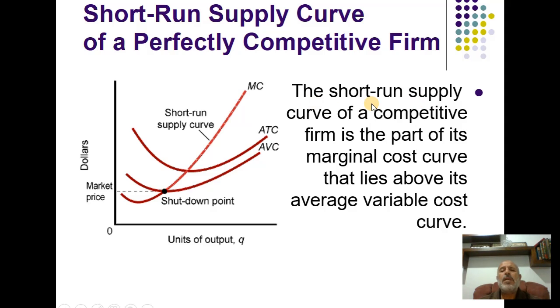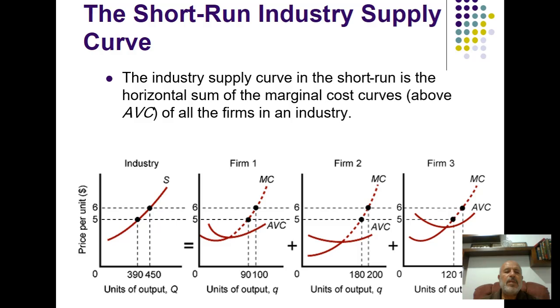So the short-run supply curve of a competitive firm is that part of its marginal cost curve that lies above its average variable cost curve. Here, from this point and up, the positive part of the marginal cost that is above the average variable cost, we call it the supply curve, and we can draw this supply curve from the graph. Here, the short-run industry supply curve. The industry supply curve is the summation of the different firms in the market. So if we have in the market firm 1, 2, 3, the summation of those firms will be the supply curve for the whole industry.